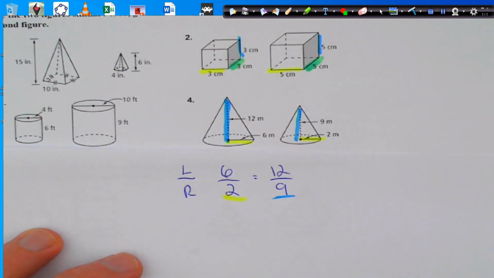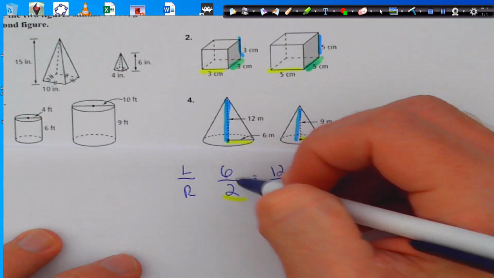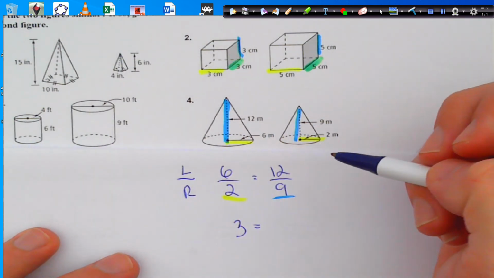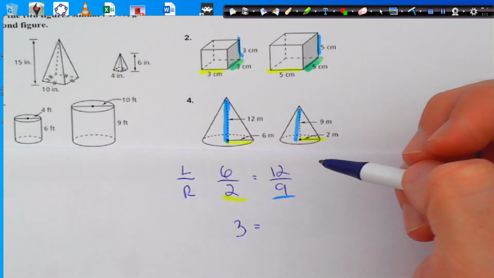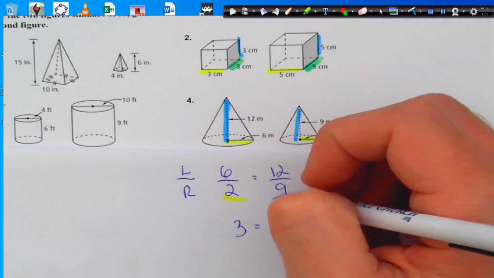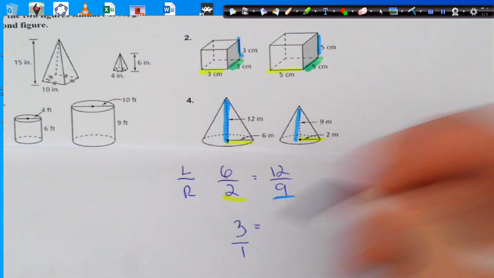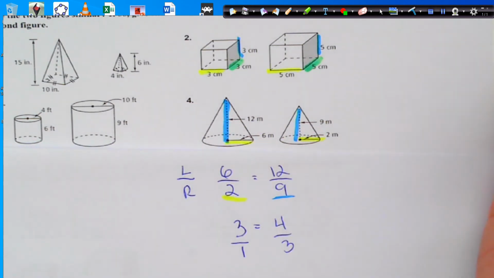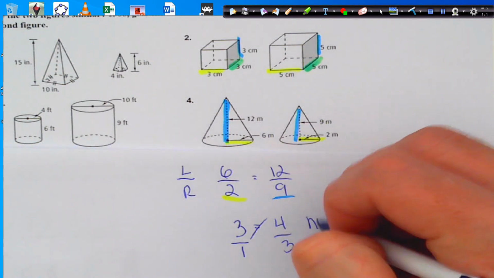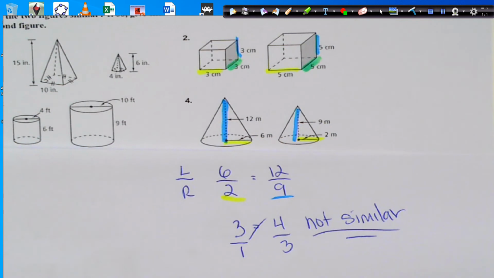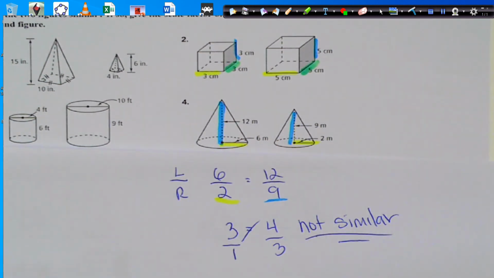Okay, and so what we want to do is reduce this. Well, 2 goes into that 3 times, and then that doesn't actually go in evenly. It goes in 1 time with about 3 left over. So it's not going to be 3. So we'll just reduce this to 3 over 1. 3 goes into both, so that's 4 over 3. Those are not equal, so this would not be similar. So not similar. If you get your ratios to be unequal, then they're not similar. And that's what you do. Let's move on to the next one.